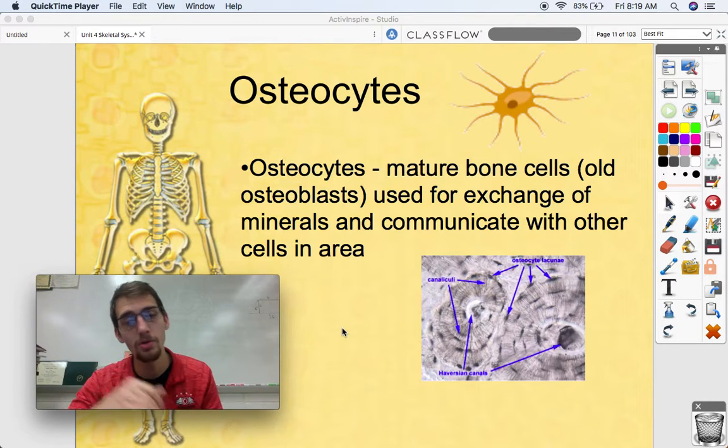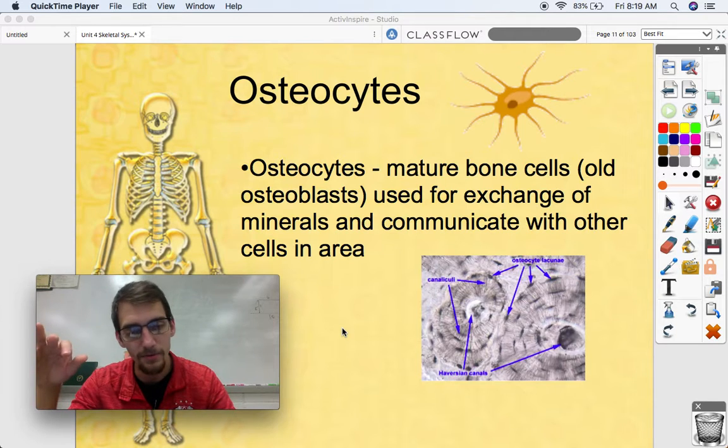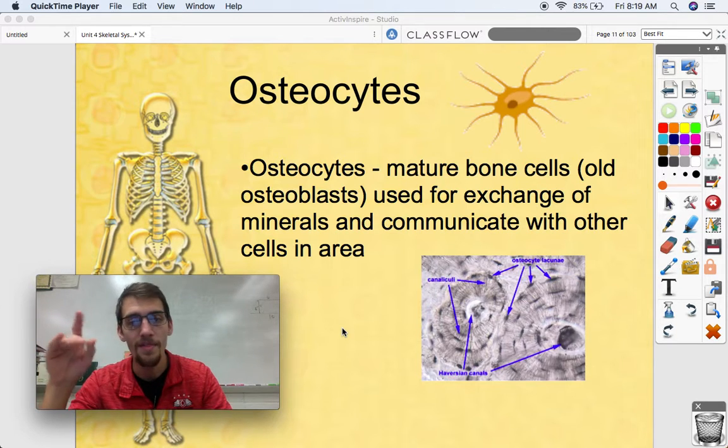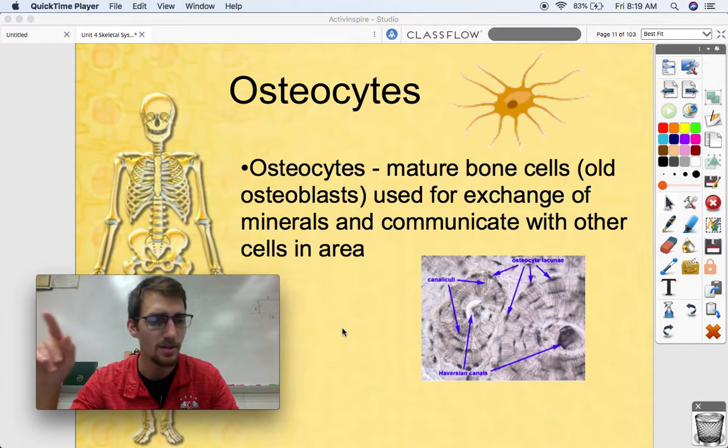These are the most mature bone cells. They are no longer going to divide. They're no longer going to differentiate into different types of cells. What they do, they are used for exchange of minerals and communicate with other cells in the area. So they kind of tell the osteoblasts and the osteoclasts what to do and when to do it.